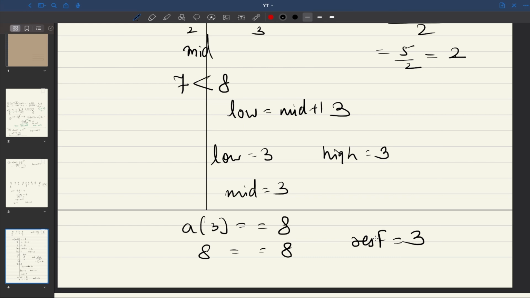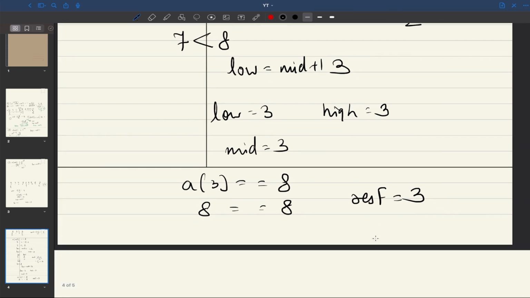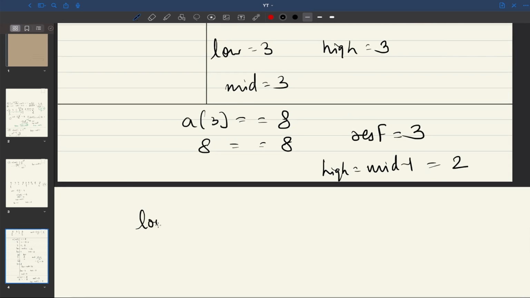Right? You are going to rewrite the value. Now, because you rewrite, what you're going to do? You're going to try to see if there's any 8 before this index. That means you're going to say high equal to mid minus 1. Mid minus 1 is 2, right? So your low is pointing to 3, high is pointing to 2. It does not satisfy this condition that low needs to be less than or equal to high. And that's why your while loop gets terminated.